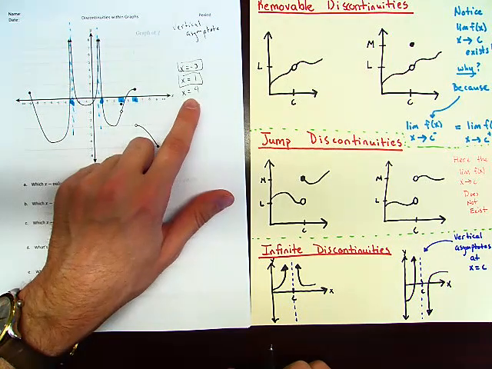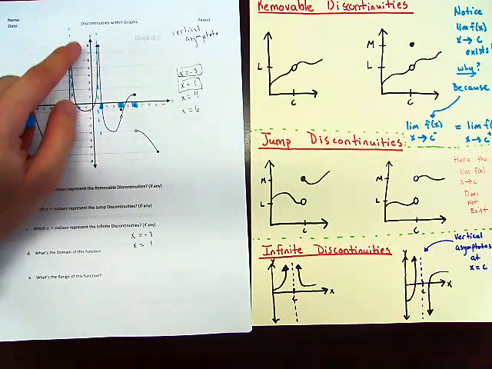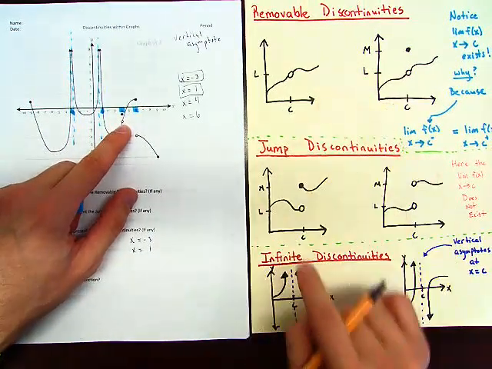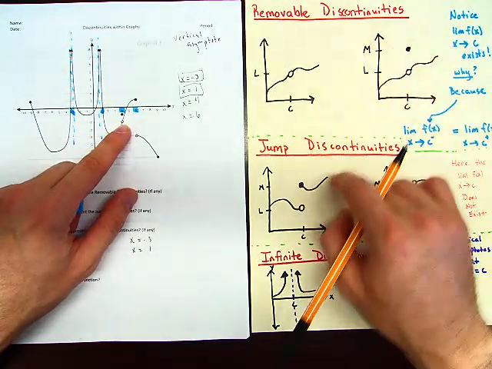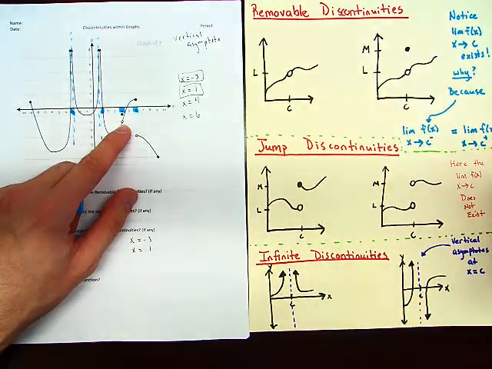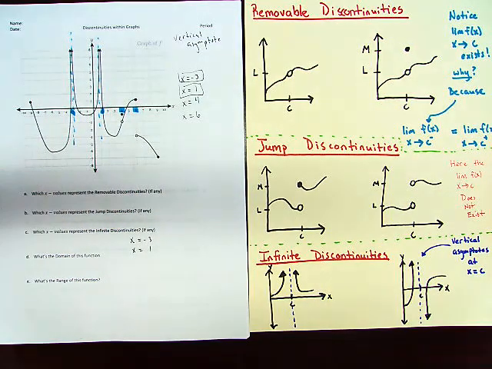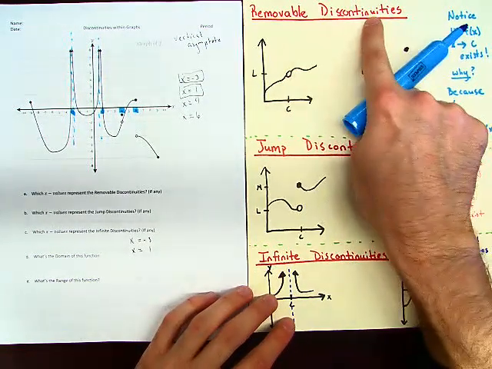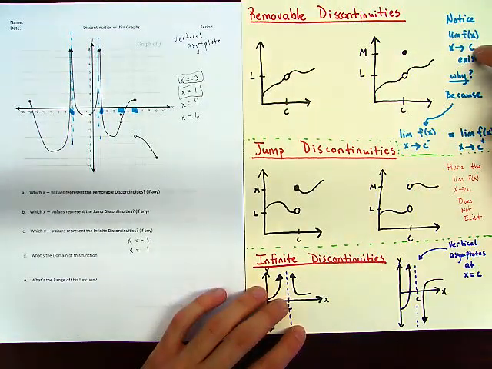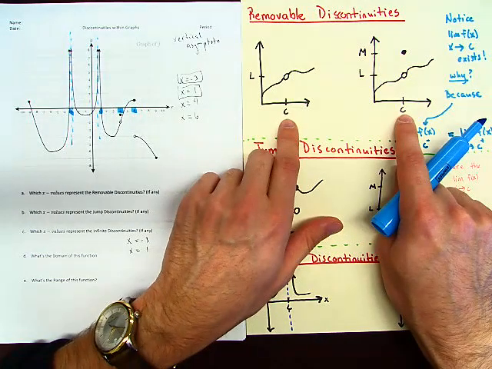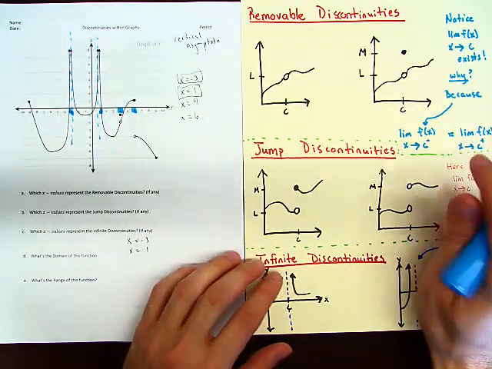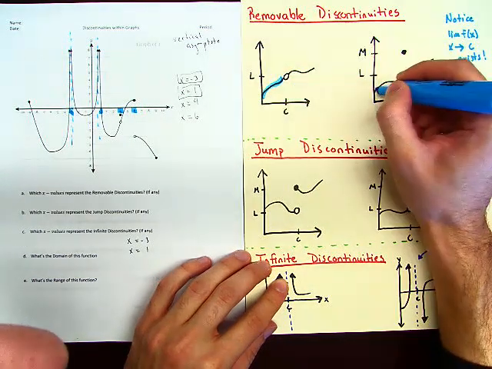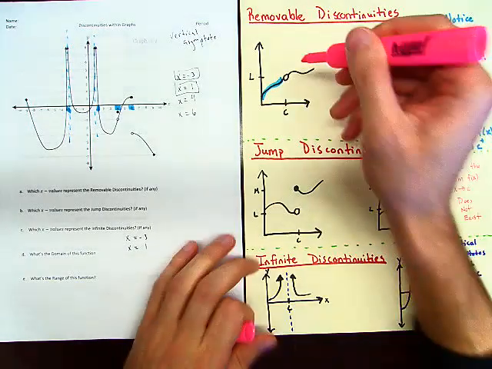Right? Let's look at x equals 4. Here, which picture does it match? We know it's not an infinite discontinuity, so it's either the removable or the jump. The best idea to know when it's removable and when it's a jump discontinuity: for a removable discontinuity, notice that the limit exists. And why does it exist? Because the limit goes to the same point from the left and from the right.